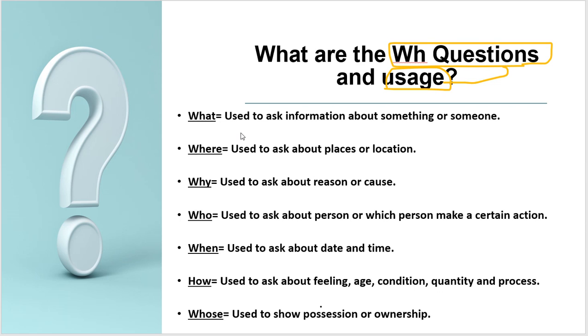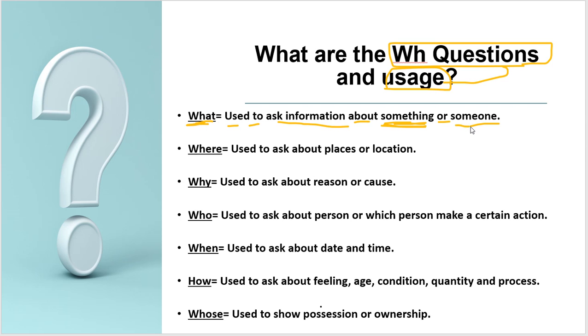First, we have what. It is used to ask for information about something or someone. If you remember, every time the lesson starts I ask you, what is your name? So I use what. What happened? What happened to you? What is this? What is that? So it's asking about something.